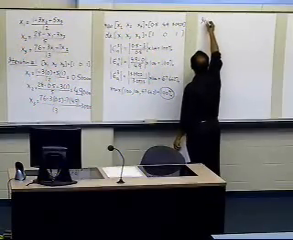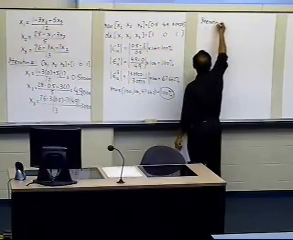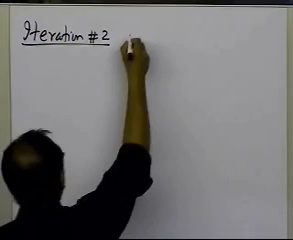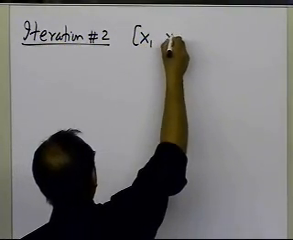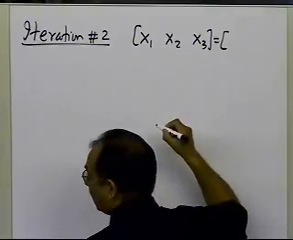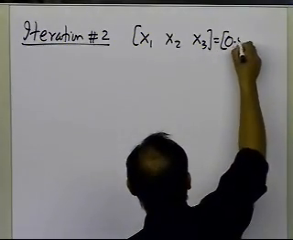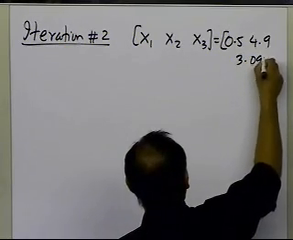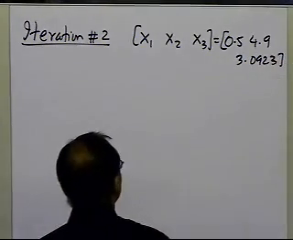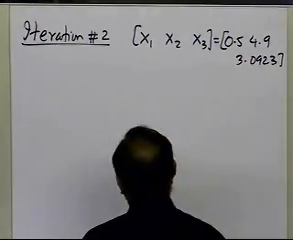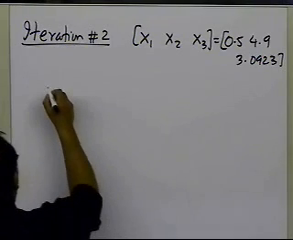So we have iteration number 2. The initial guess, not the initial guess I should say, the estimate which we have now for x1, x2 and x3 is given as follows. And that's from the previous iteration. That's what we got for the value of x1, x2 and x3. And now we're going to again calculate our x1.